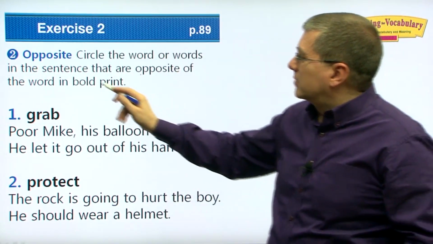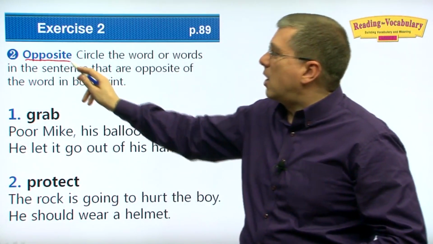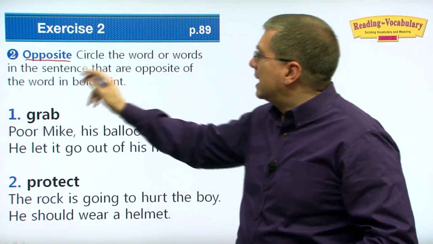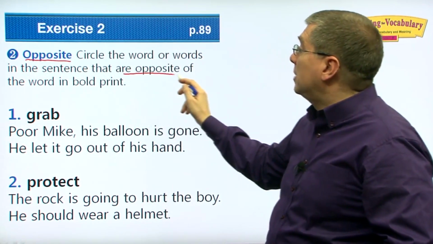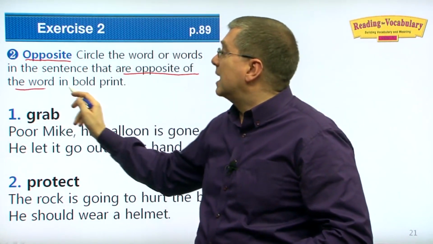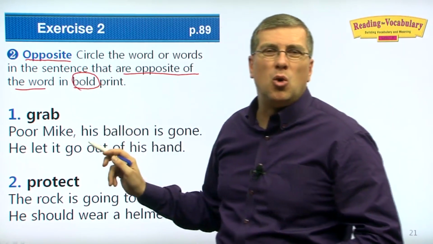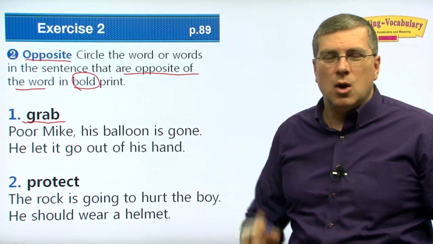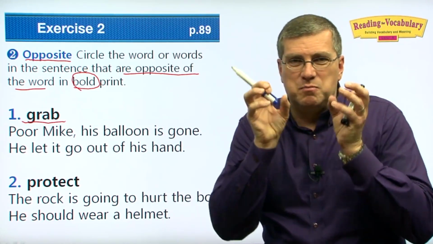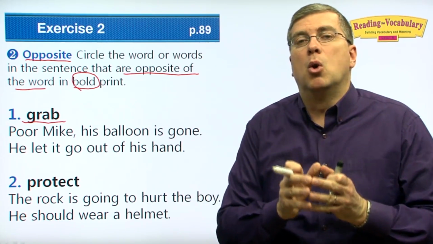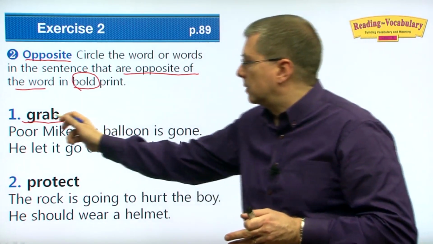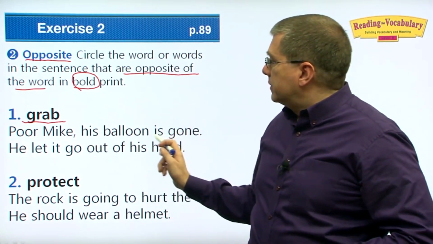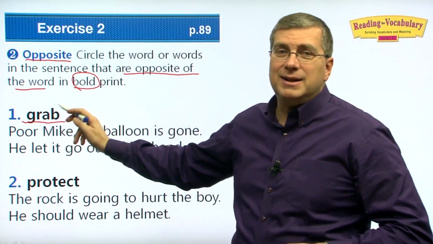The next exercise is finding the words that have opposite meaning. Right? Circle the word or words in the sentence that are opposite of the word in bold print. What is bold print? That's the heavy, dark print that you see there. When a word is darker and bigger than normal, we say it's bold. Bold print. That's this one here and this one. So, let's circle the word or words that are opposite of this one.